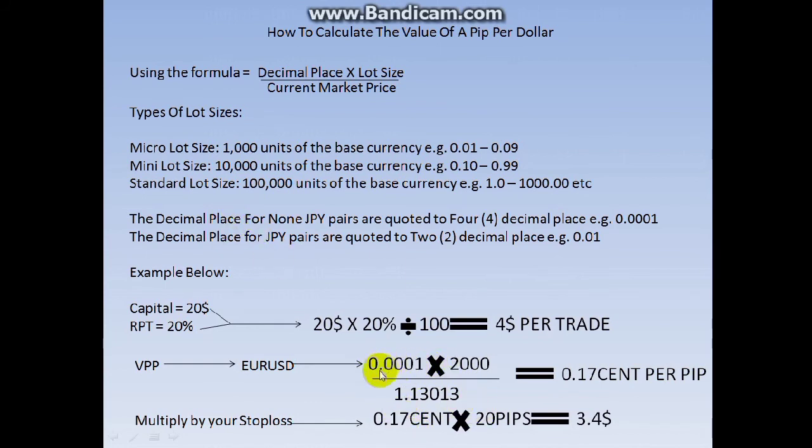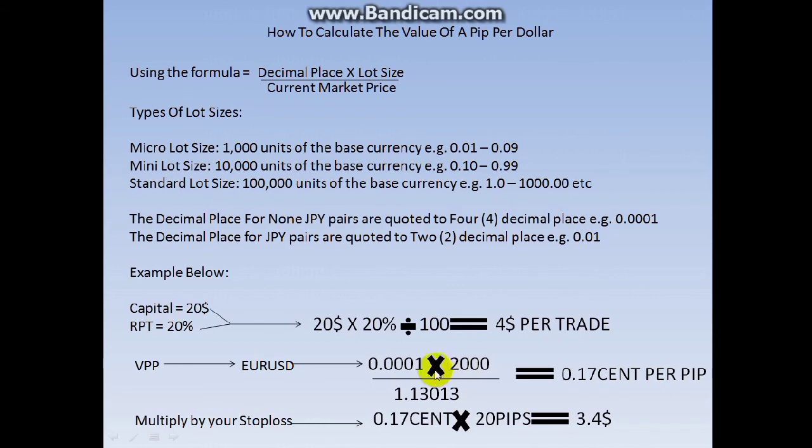When we make reference to the decimal places, for non-Japanese yen pairs they are quoted to 4 decimal places, okay? Then for Japanese yen they are quoted to 2 decimal places. In this example we're having the EUR/USD, so that would be 0.0001 times the number of units, which is the lot size, and we are using a micro lot size 0.02 as our maximum lot size. You can as well calculate it with a mini micro lot size, that would be 0.01.